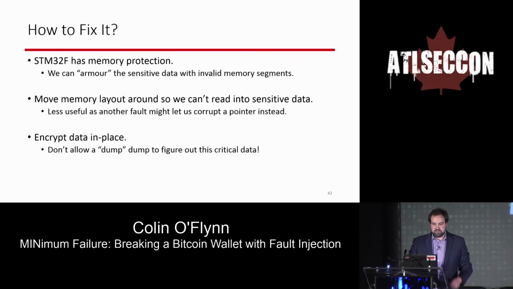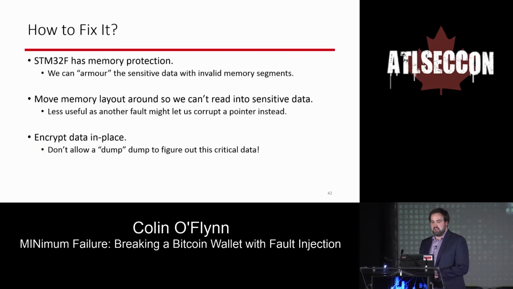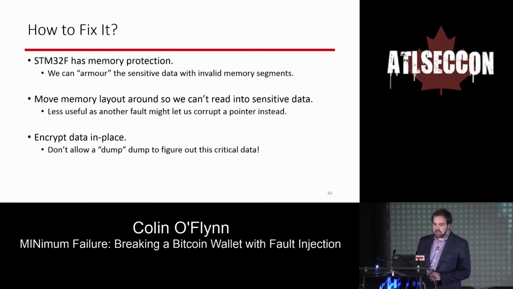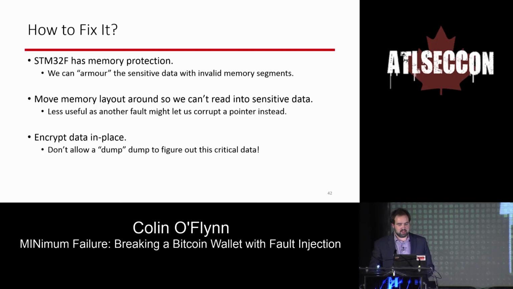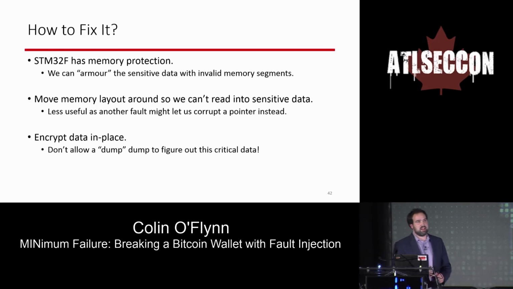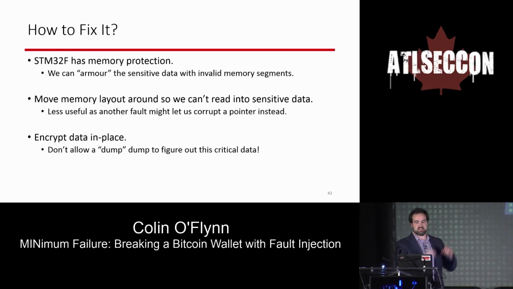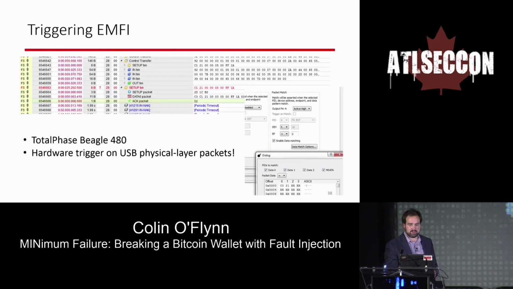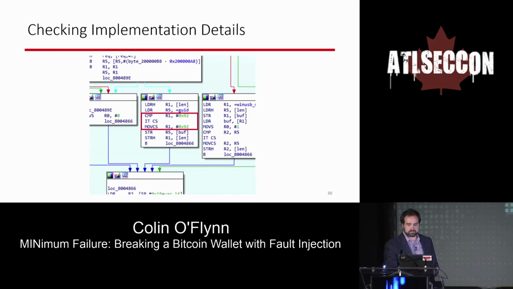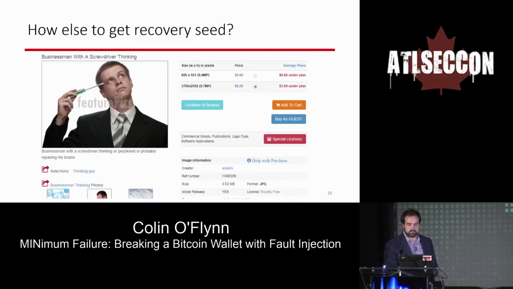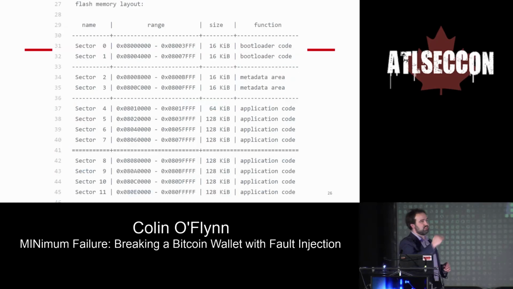So how did they fix it? There's basically a few ways they were able to fix it. The first thing they did is there's a memory protection unit in the STM32. So we armor the sensitive data with invalid memory segments. So where we have that sensitive metadata, if you look way back, the issue is I can read from the bootloader right into that metadata.